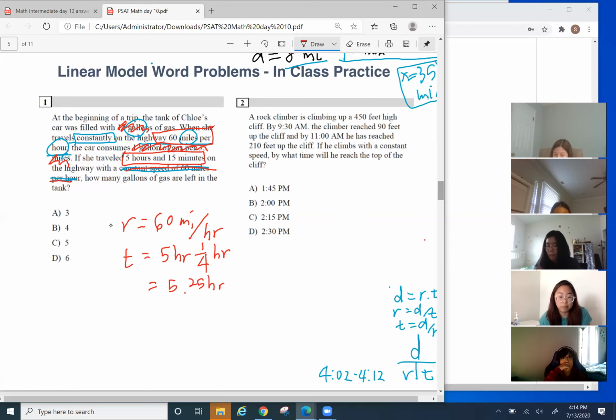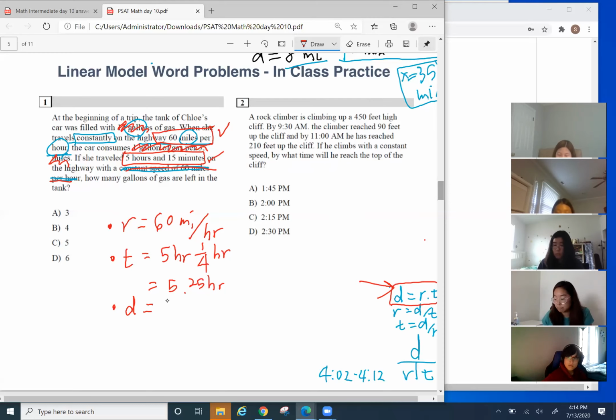Does this make sense so far? I just wrote down the rate and time. Does that make sense? And then I gave you the equation here. The missing part is the distance. What's the distance equation, Joel? Oh, D equals R times T. Rate times time. Distance is equal to rate times time.